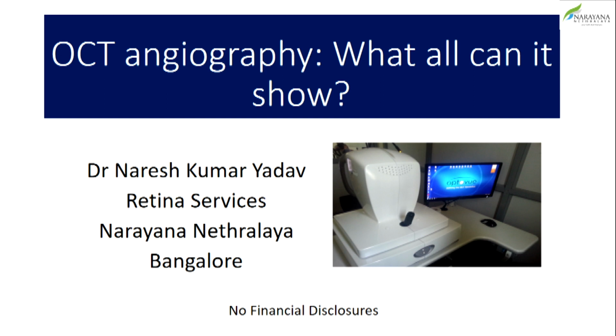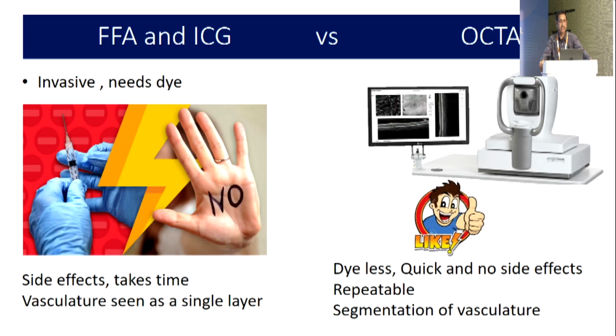I'll be speaking on OCT angiography, what all it can show. We know that FFA and ICG are the gold standard to visualize and study the retinal and choroidal vasculature, but they have some side effects. OCTA is the newest tool which gives us equally good information, and it is dyeless, quick, has no side effects, and is repeatable. So at each and every visit you can do OCTA. The other advantage is that it gives a 3D segmentation of the vasculature, so you can study the individual vasculature in detail.